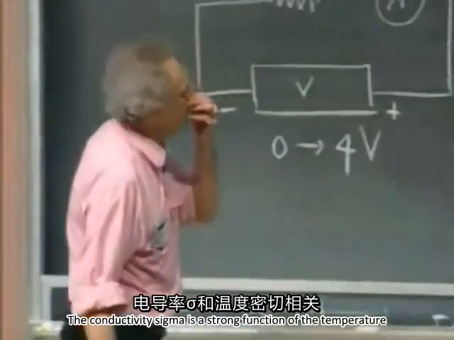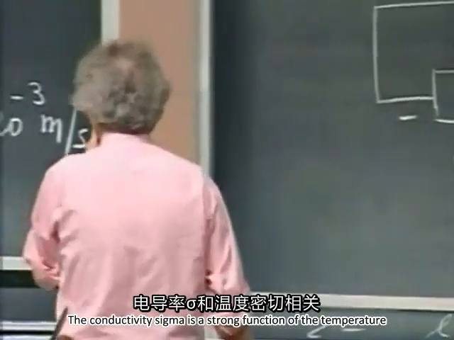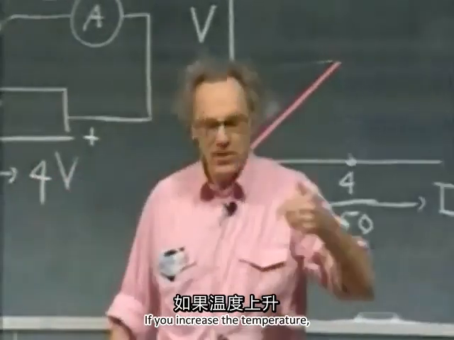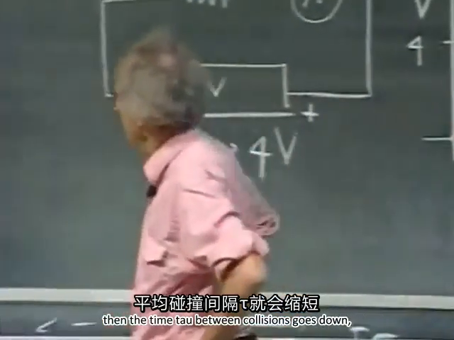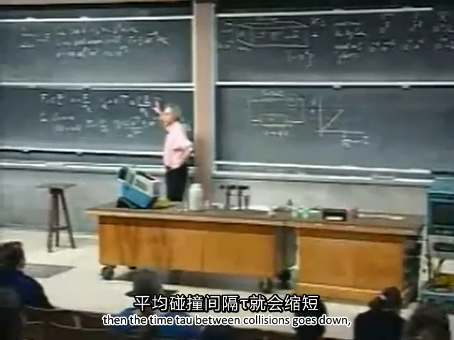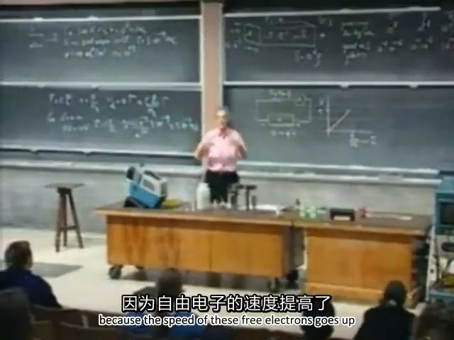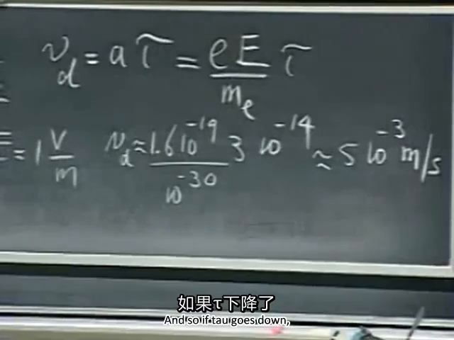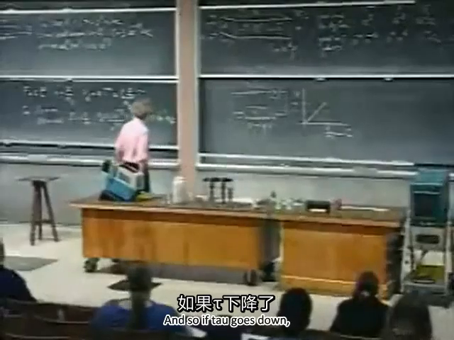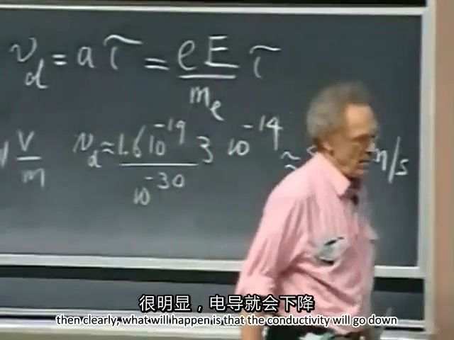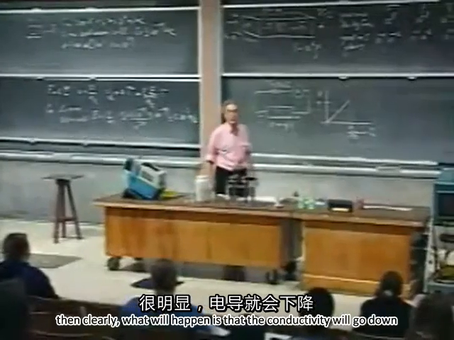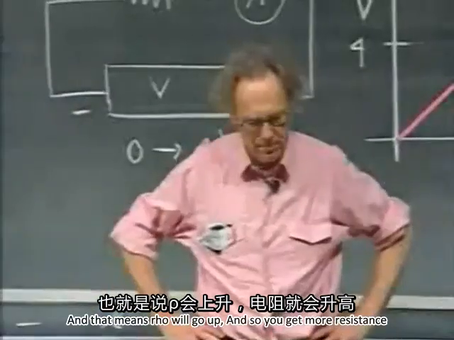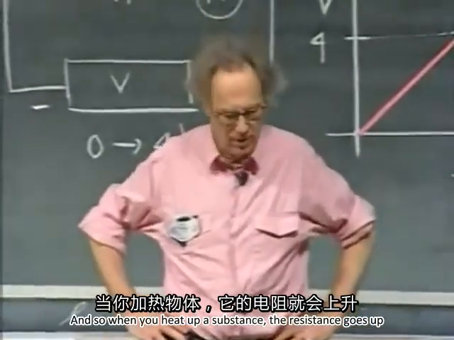The conductivity, sigma, is a strong function of the temperature. If you increase the temperature, then the time tau between collisions goes down because the speed of these free electrons goes up. It's a very strong function of temperature. And so if tau goes down, then clearly the conductivity will go down. And that means rho will go up. And so you get more resistance. And so when you heat up a substance, the resistance goes up.